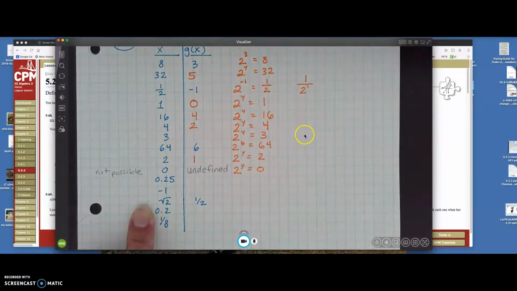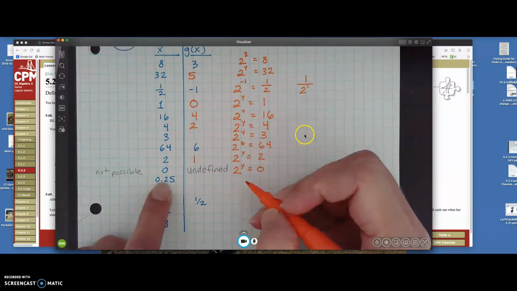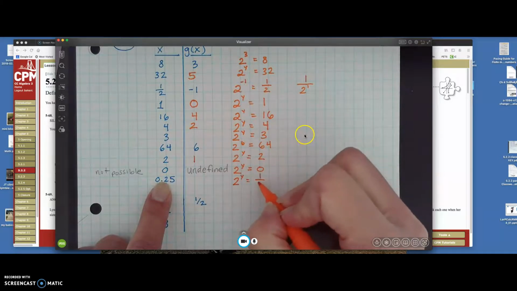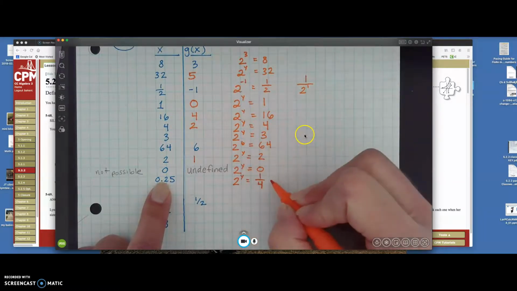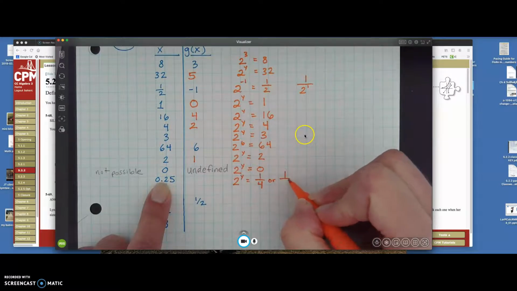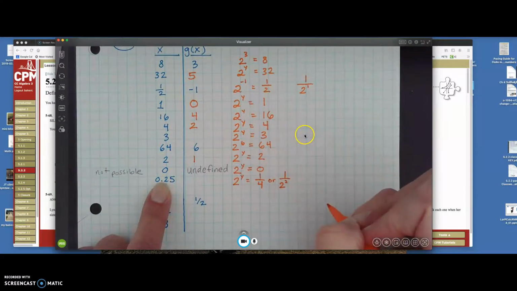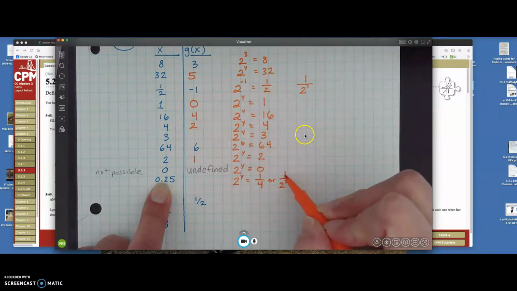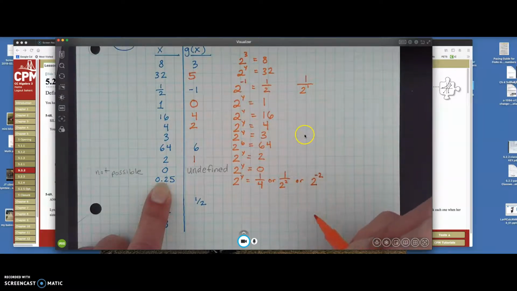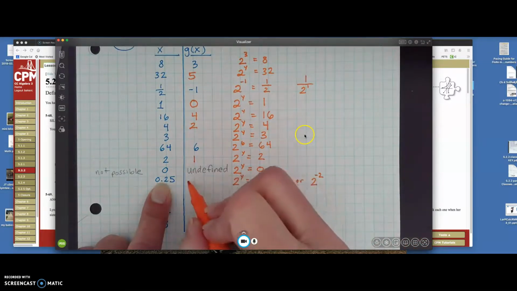Okay, then we have 0.25. Well, that's the same thing as 1/4. So 2 to the what power equals 1/4? Well, with 1/4, you can recognize that 4 is the same thing as 2 to the second power, and 1/2 to the second is the same thing as 2 to the negative 2. So therefore we have our answer: the missing exponent for the y was -2.